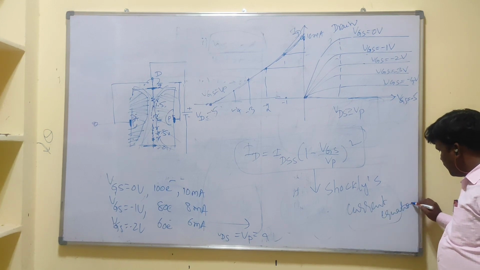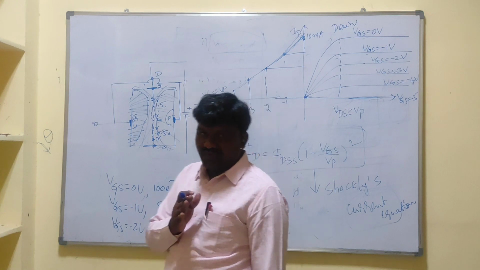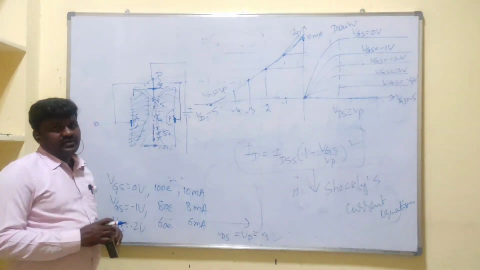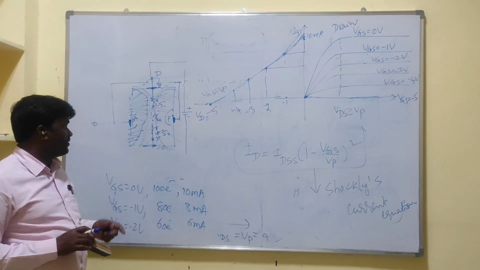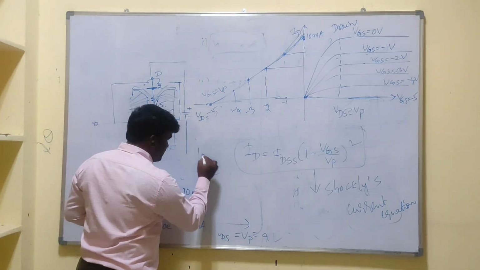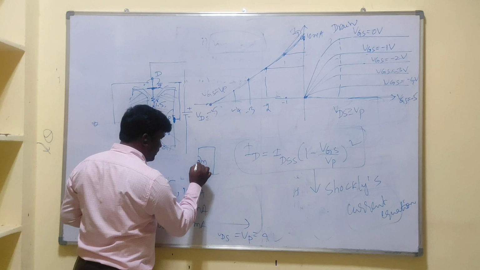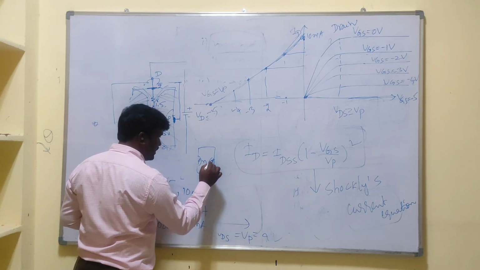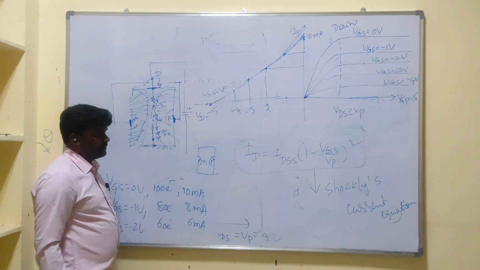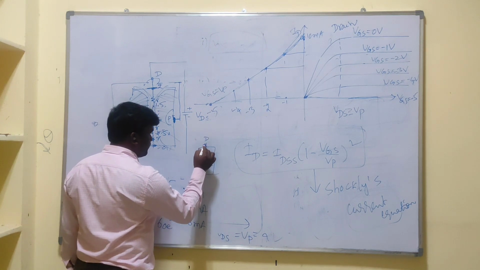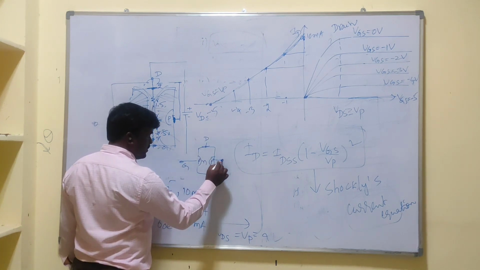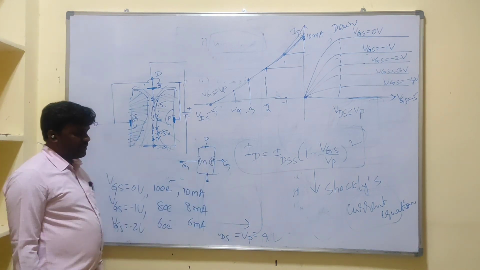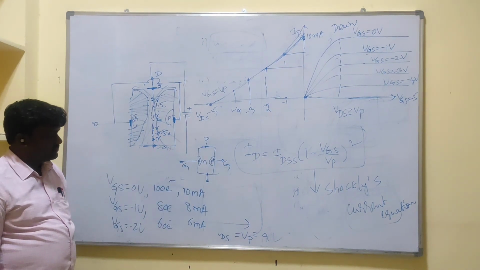In this class, what we have discussed? FET family. So what are they? JFET and IGFET. In JFET we have N channel FET and P channel FET. In the N channel, the channel is N type and we have the P plus regions. These are connected to a gate terminal. Here we have drain. Here we have source. These are the common terminals connected to gate.